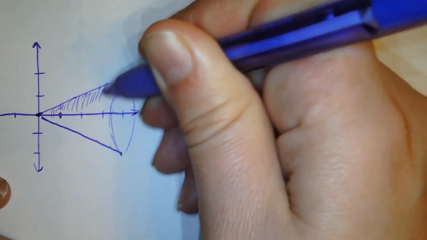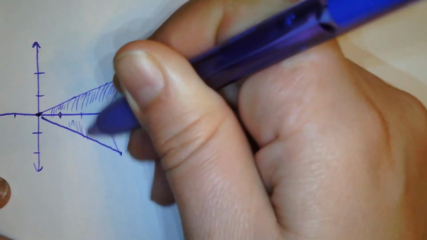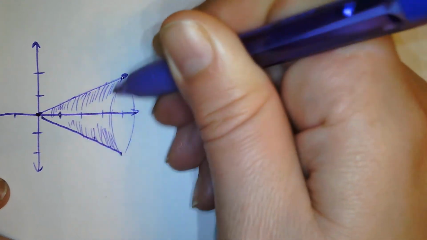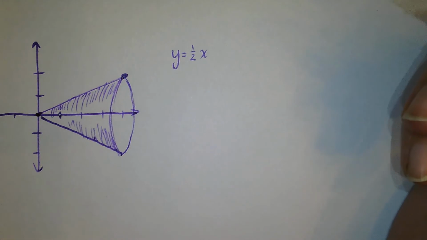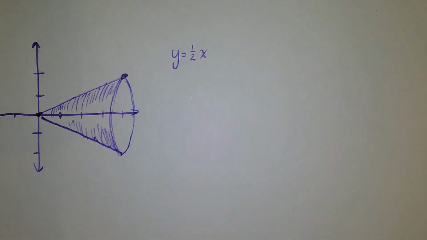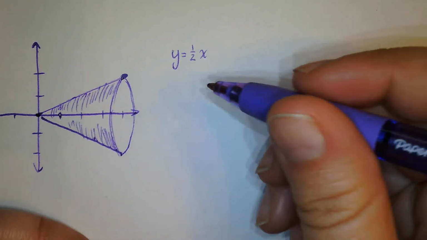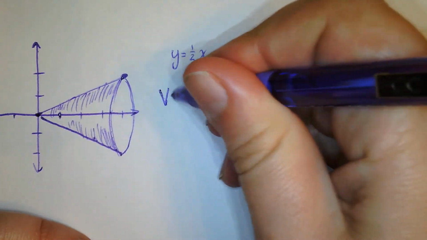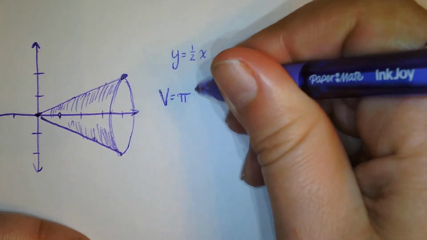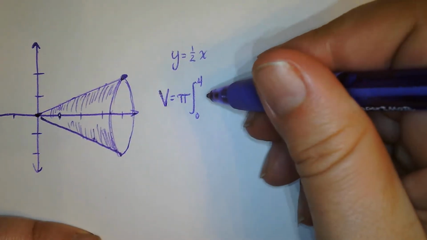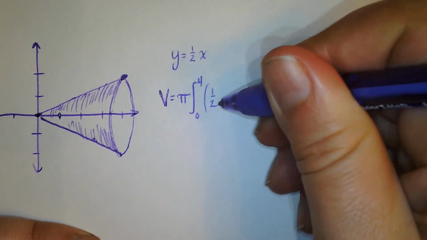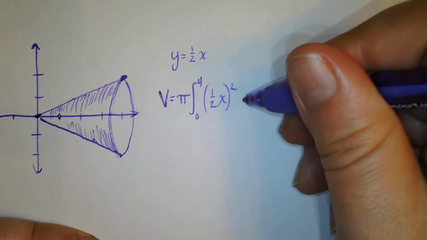Are you seeing the cone? I know sometimes it's difficult to visualize in 3 dimensions, but it's going to form a cone. So let's do this using the calculus first. Volume equals pi, we're going to go from 0 to 4, and the radius is going to be the 1/2 x squared dx.